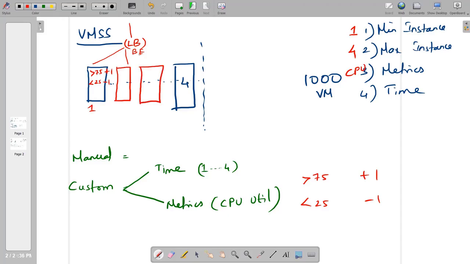And now the load balancer has three machines to watch out. Once all these machines together get 75 percent, which is 75, 75, and 75, the fourth machine gets created. And this is how exactly the virtual machine scale set works.